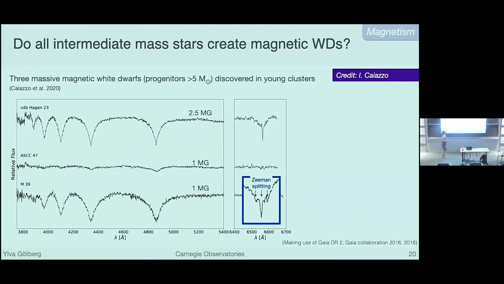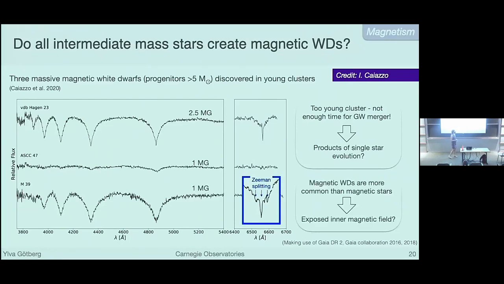Just because this cluster is young, we can exclude that these magnetic fields were created by gravitational wave mergers of white dwarfs. So it could suggest that the white dwarf was created with a magnetic field as it died. Also, the magnetic white dwarfs, that was 20%, right? It's more common than how magnetized stars are in general. So does that mean that this is an exposed magnetic field? It could suggest that.